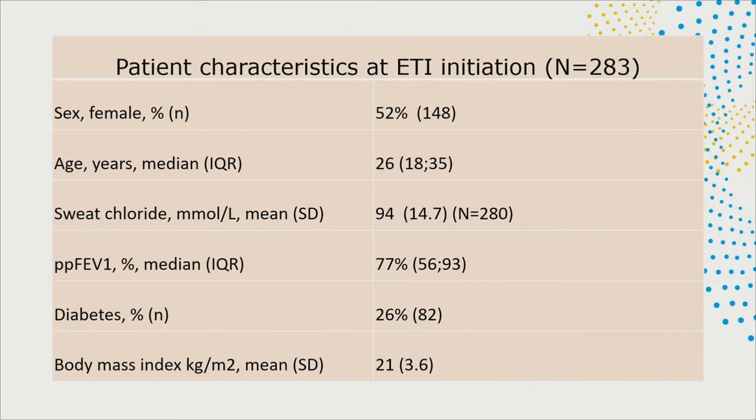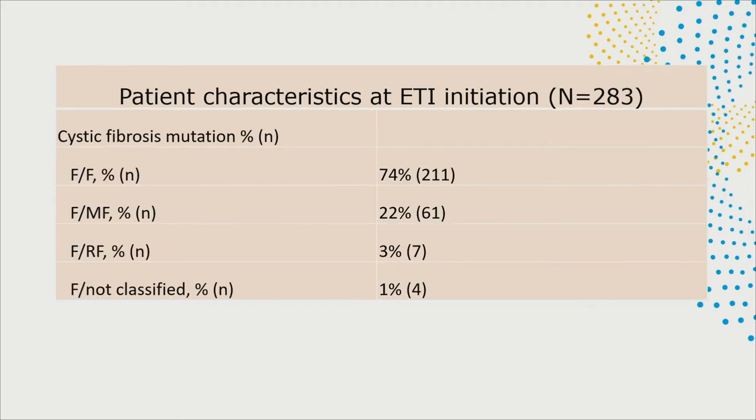These are the patient characteristics at ETI initiation in this cohort of 283 patients. We have around 52% female patients with a median age of 26 years. The mean sweat chloride is 94 at ETI initiation, reflecting that we have a rather severe genetic composition of patients in our cohort. Despite that, they have quite a well-preserved lung function with a median percent predicted FEV1 of 77%. Around 25% of our patients have CF-related diabetes, and the mean BMI is 21. 74% of the patients are F508 homozygous.